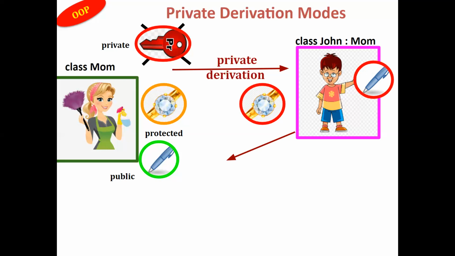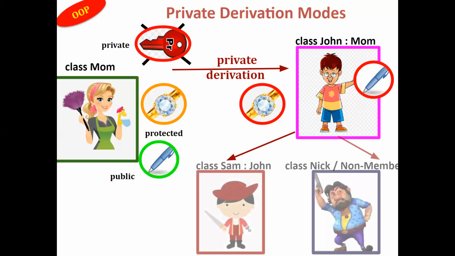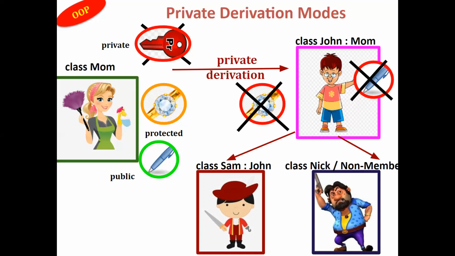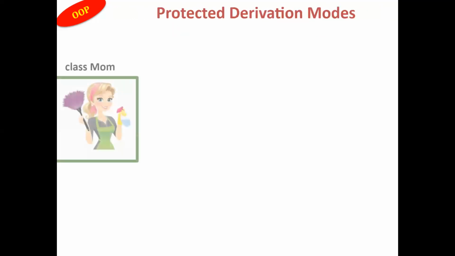So accordingly, if Sam wants to access the ring or the pen from John, it is not accessible. Even Nick, who is a friend of John, cannot access this, since whatever Mom has shared with John, she has shared it privately. Now consider the public derivation and protected derivation modes.